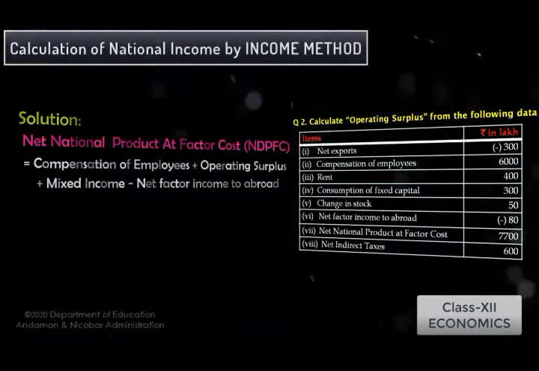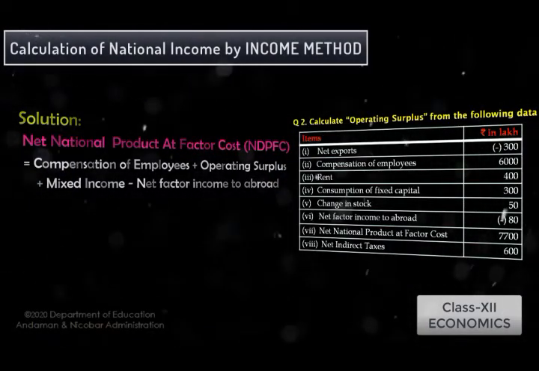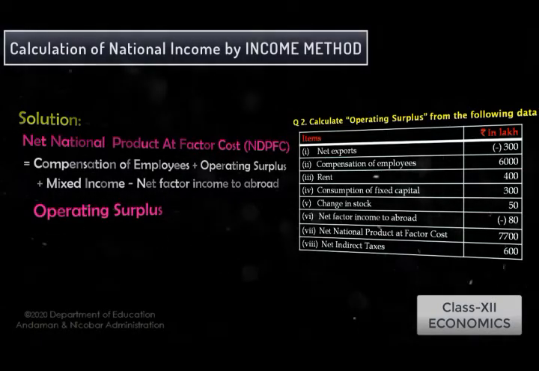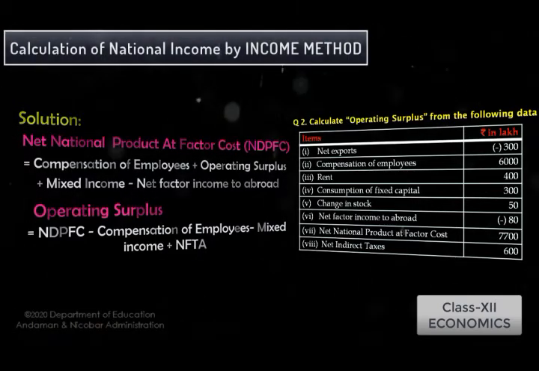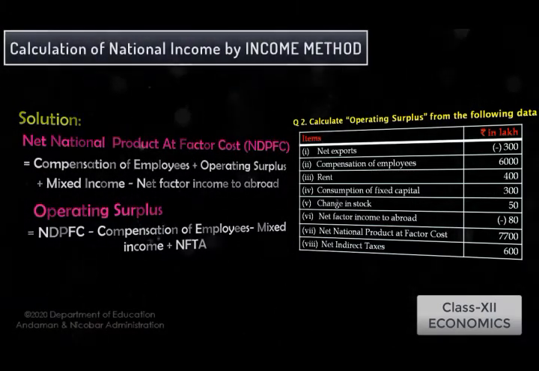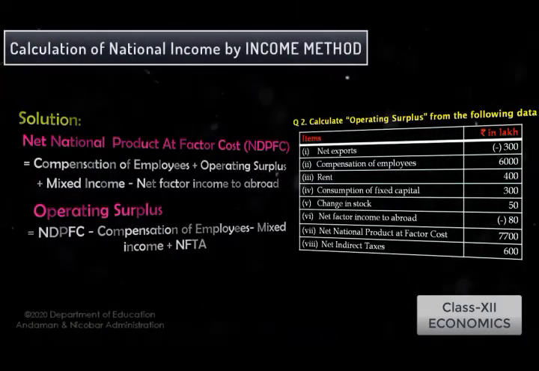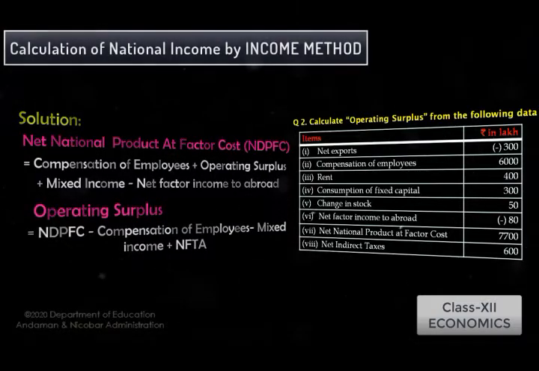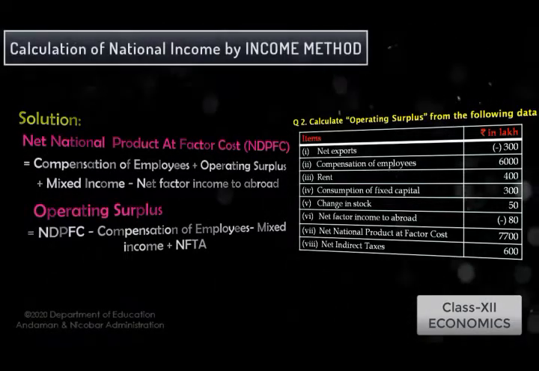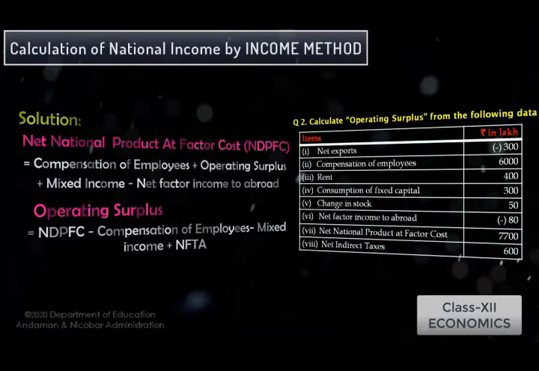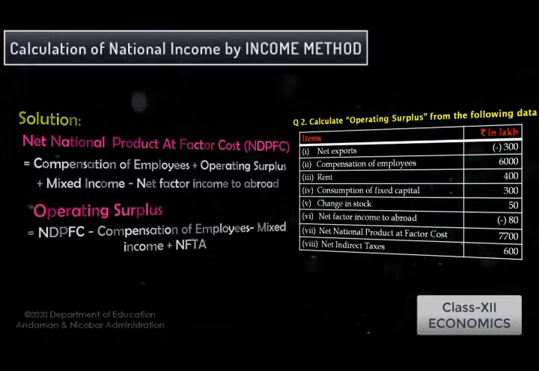Then in the next step we need to find the formula for getting the value of operating surplus. So the formula now will become operating surplus is equal to NNP at factor cost minus compensation of employees. It will be changed from RHS to LHS, and when the sides are changed, the plus value will become negative. So here NNP at factor cost minus compensation of employees, then minus mixed income, and along with this the value of net factor income to abroad will be added.